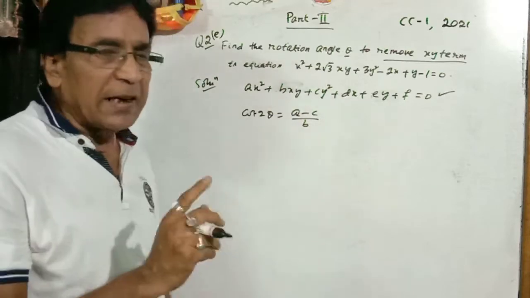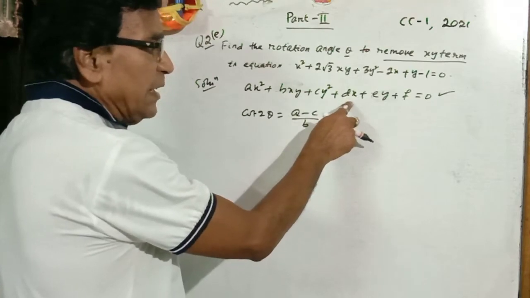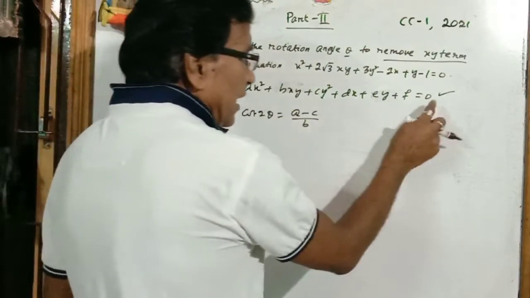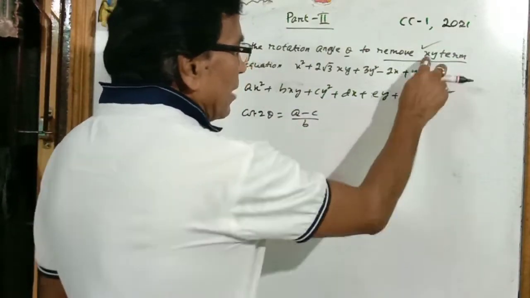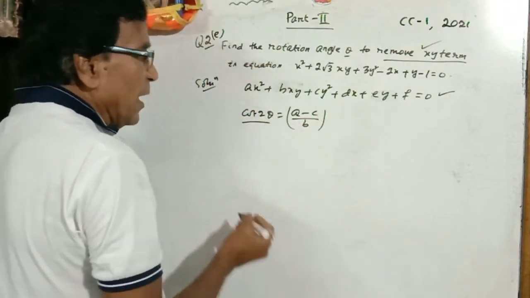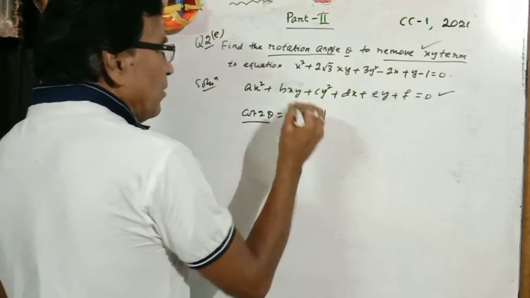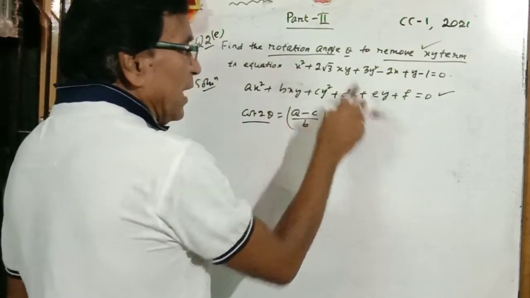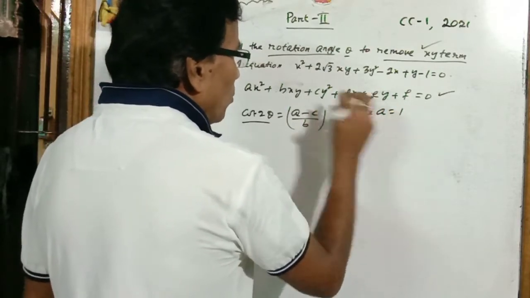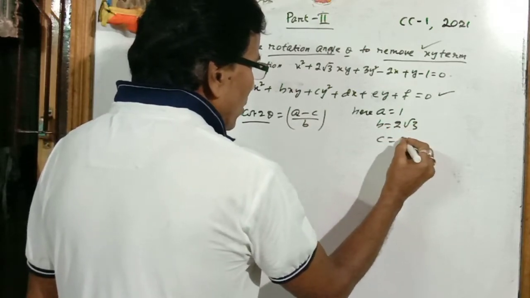We know that any second degree equation, that is ax square plus bxy plus cy square plus dx plus ey plus f is equal to 0, will not contain the xy term if cot 2 theta is equal to a minus c divided by b. What is theta? Theta is the rotation angle. Now what are the values of a, b and c in the given equation? Here a is equal to 1, b is equal to 2 root 3 and c is equal to 3.